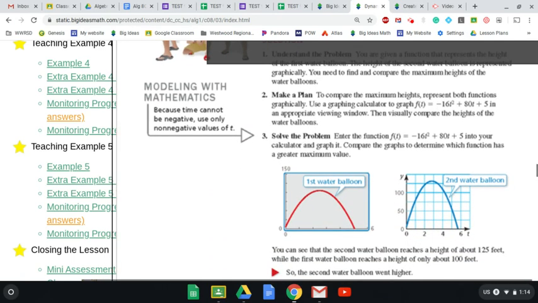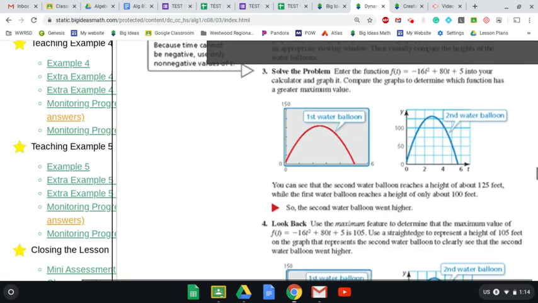Next up, what they did is they graphed it in their graphing calculator and they made their parabola like this. And now we can compare the two graphs. So you can see that the second water balloon reaches a height of about 125 feet, where the first water balloon reaches a height of only about 100 feet. So the second balloon went higher.